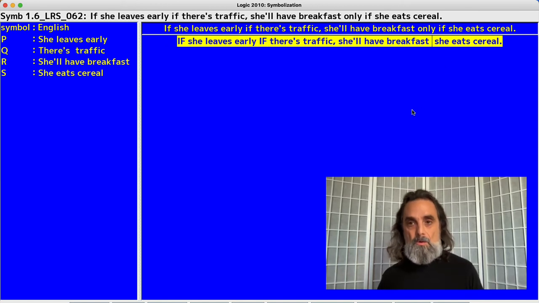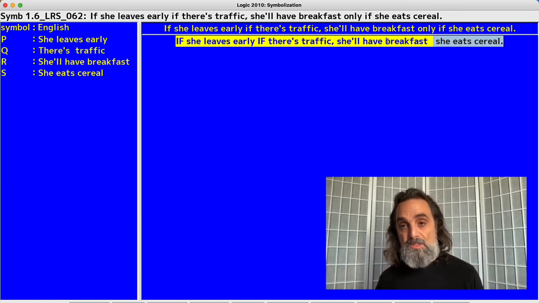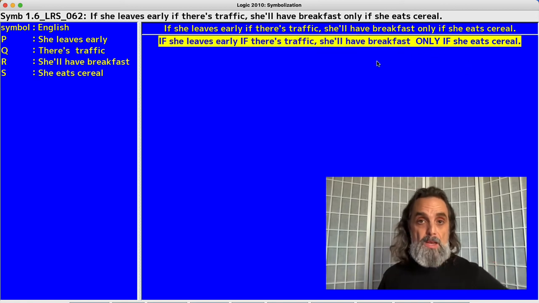Let's take it out. "She eats cereal?" That's okay. "If she leaves early if there's traffic, she'll have breakfast." That's okay too. So when we delete this "only if," we're left with two sentences: sentence 1, sentence 2. So the "only if" passes the removal test, and it's a candidate for the main operator.